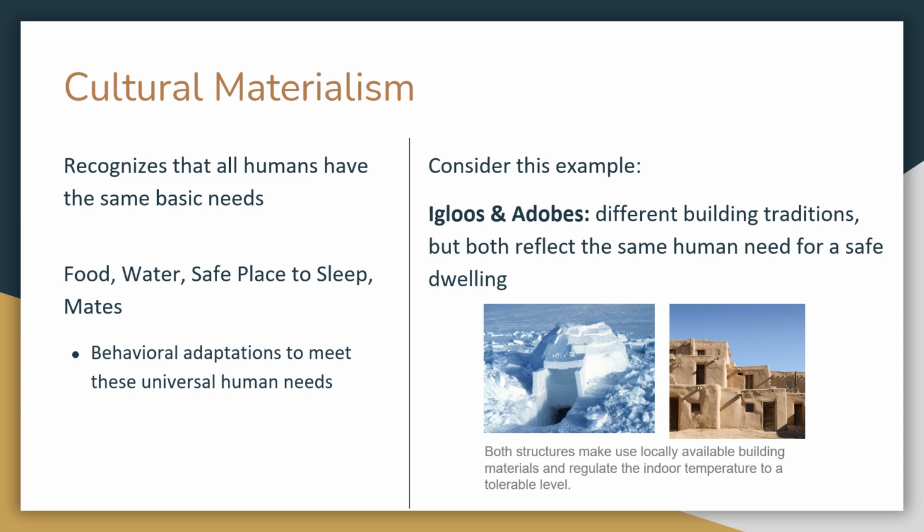Both types of structures make use of locally available building materials, snow, and I don't know if you've heard of adobe dwellings before, but these are made of mud and dry plant material that gets packaged into bricks and laid out in the sun, and they become very hard. So it's a type of brick made in the desert communities of the American Southwest. But what both of these structures have in common is that they work really well to regulate the indoor temperature to a tolerable level despite extreme temperatures outside. Of course, it's cold temperature in the case of igloos and very hot temperature in the case of adobes.